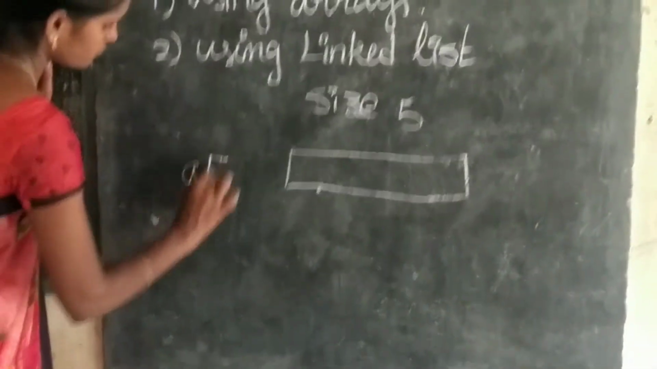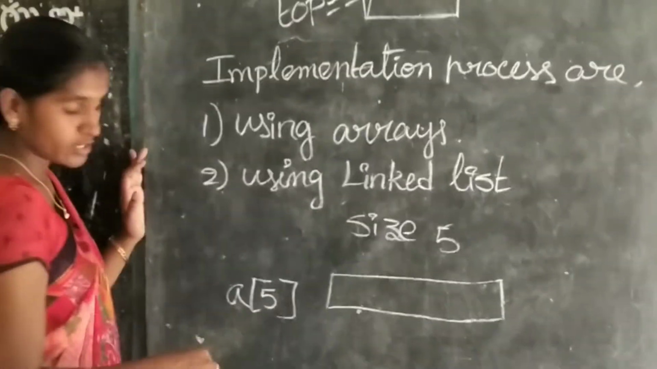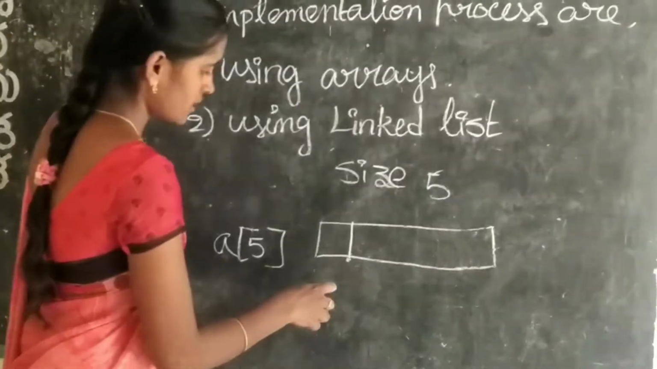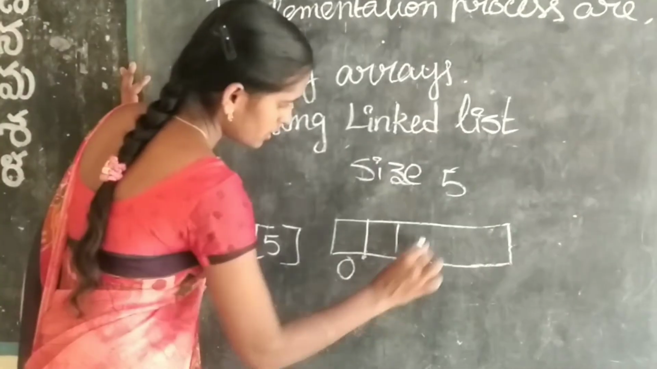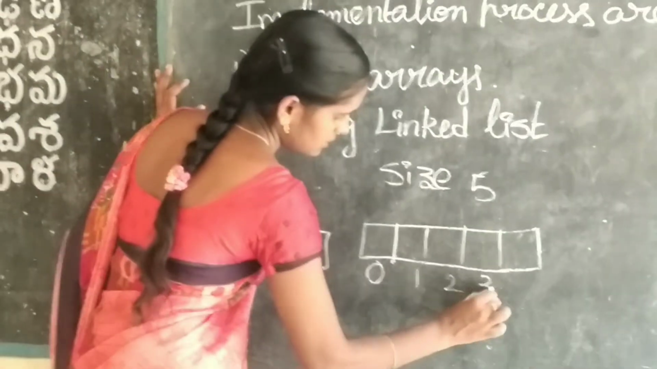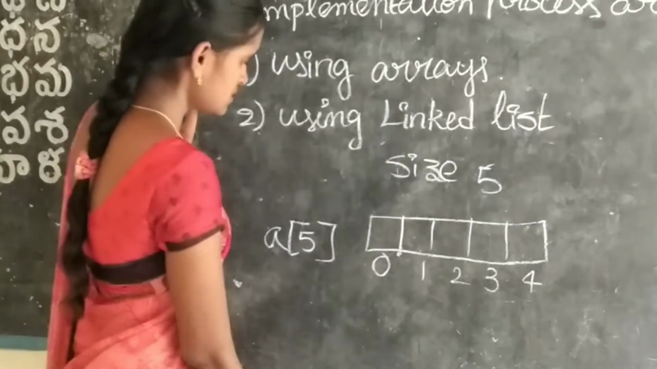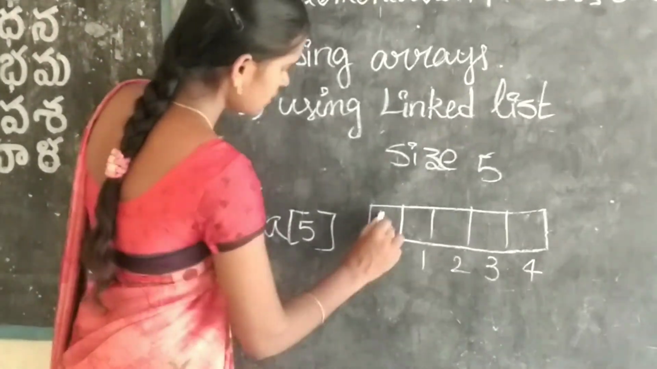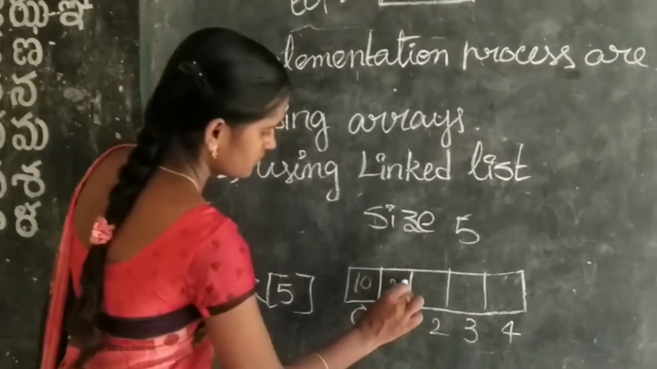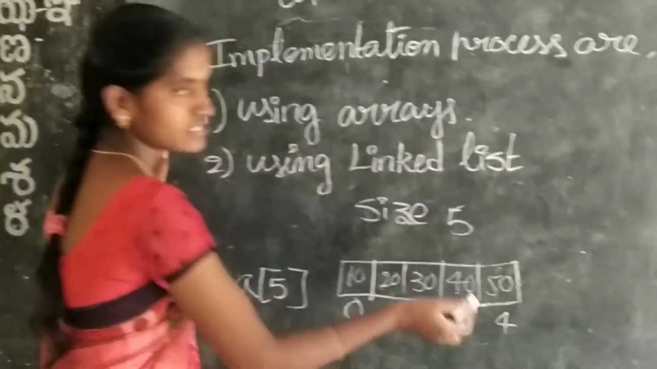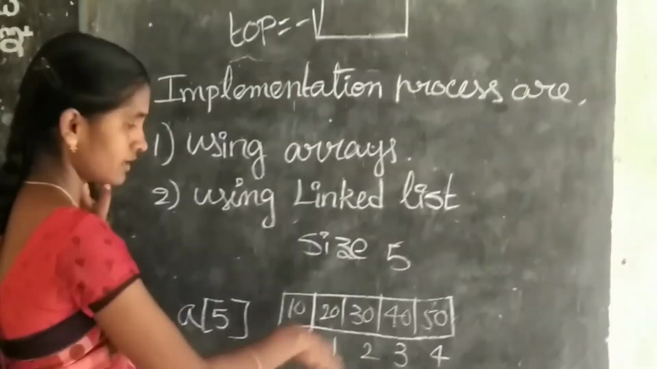A of 5 means arrays always start from 0, 1, 2, 3 and 4, because here 5 elements are there. In the array we want to take the elements 10, 20, 30, 40, 50. So elements are taken like in the array formation. Now we will see the examples for the stack.